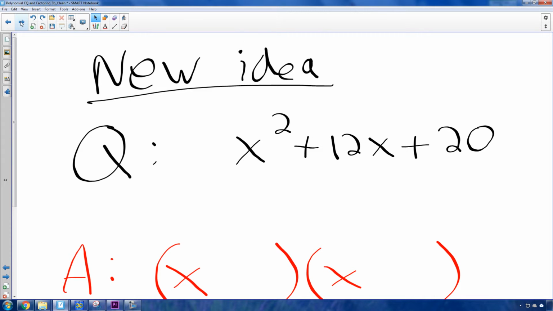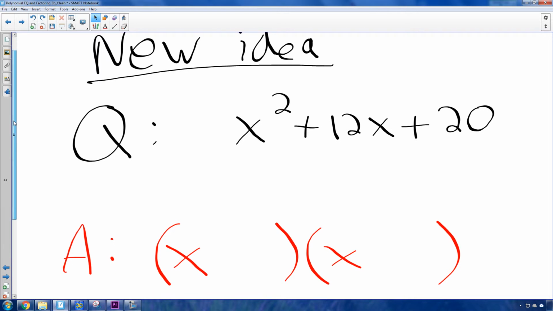I want you to tell me what this breaks into. So the way you're going to do it is you're going to look for two numbers, listen closely, two numbers that multiply to this number right here, and they add to this number right here. So if you can think of two numbers that do that, you're going to be okay.